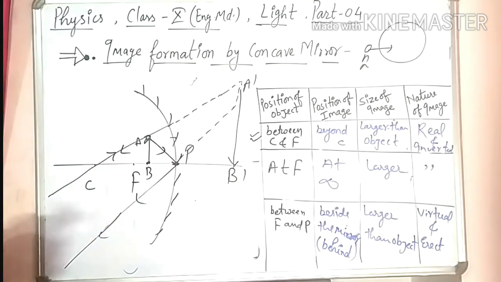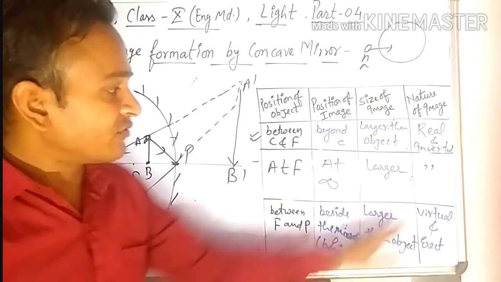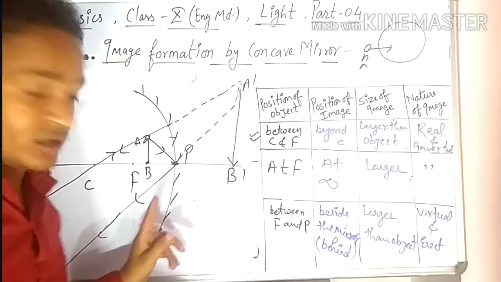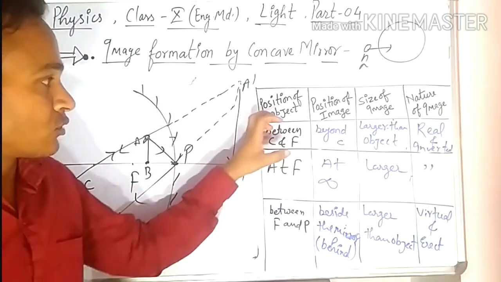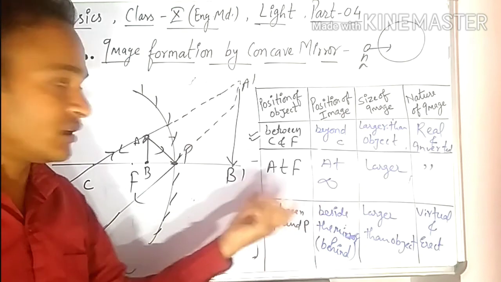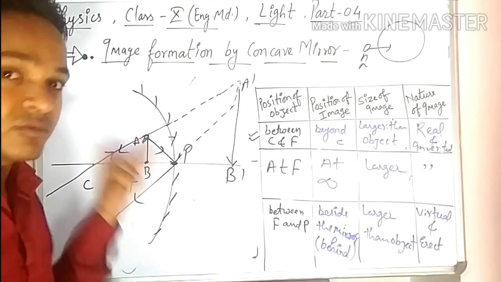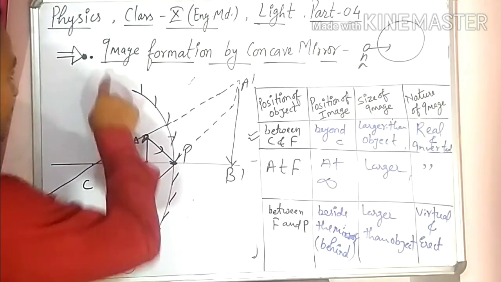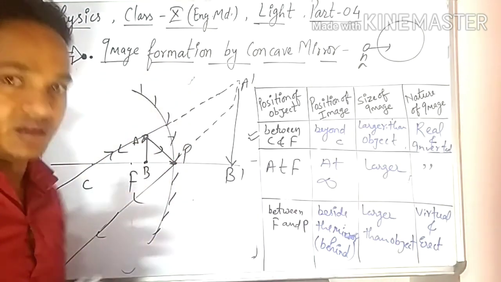So there are different types of image formation for a concave mirror. So draw the table. Don't worry about the table, it is filled with the help of the diagrams. So keep in mind, you have to learn about image formation today. Thank you.